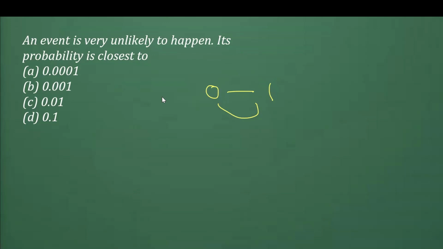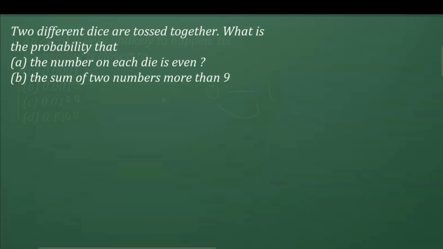So what we have to find out here is the event which is most unlikely to happen. In that case, we need to choose the one which has the smallest value. So clearly this is the smallest. Even after keeping more zeros, if you are not able to figure it out, the smallest is this only. So A is the correct option in this case.